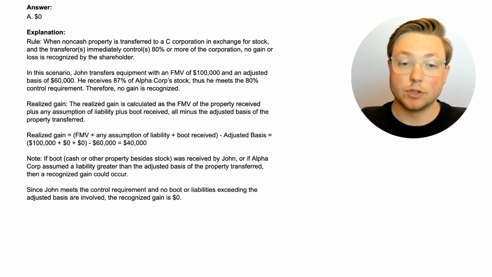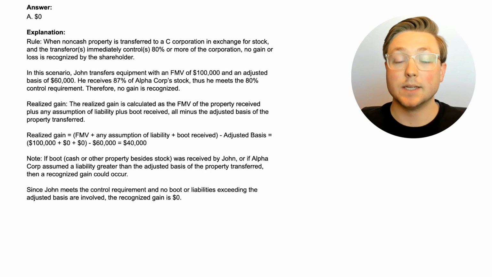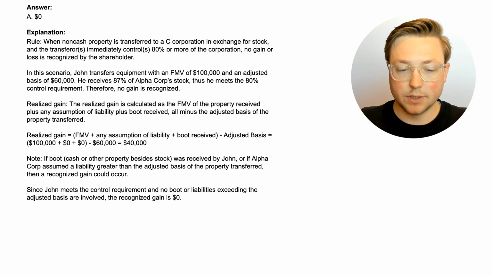So in this scenario, John transfers equipment with a fair market value of $100,000 and an adjusted basis of $60,000. He receives 87% of Alpha Corp's stock, thus he meets the 80% control requirement, therefore no gain is recognized. So let's walk through this a little bit more.